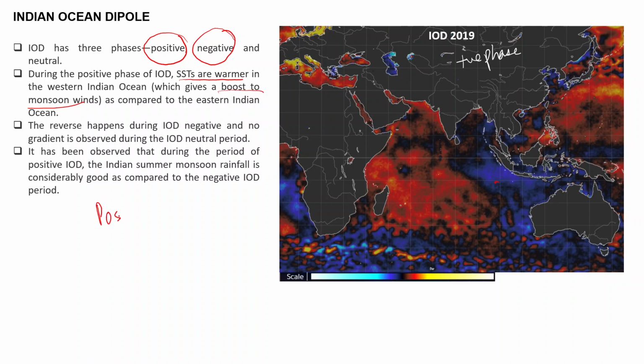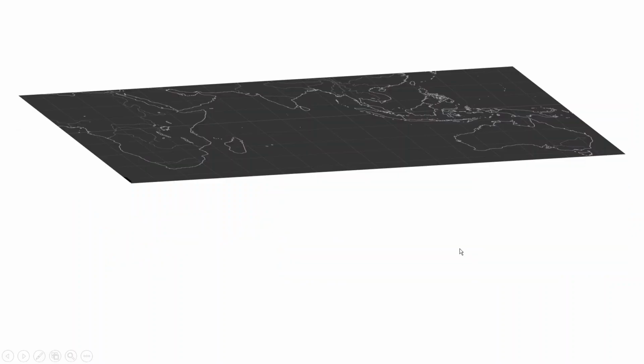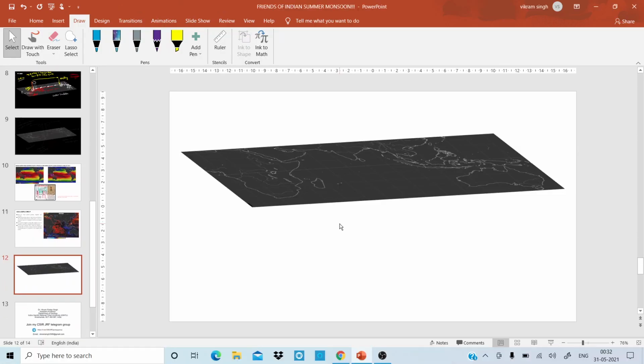So the positive phase is good for the summer monsoon. It is a stronger summer monsoon. While the negative phase is just the reverse. So if I try to explain over here in this diagram, let me again make it in black color.